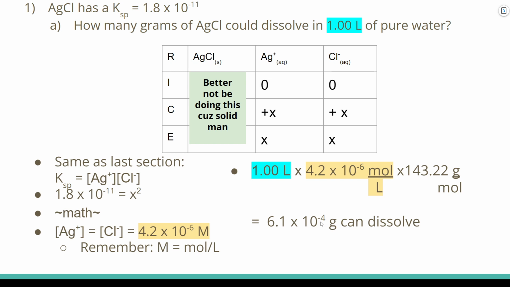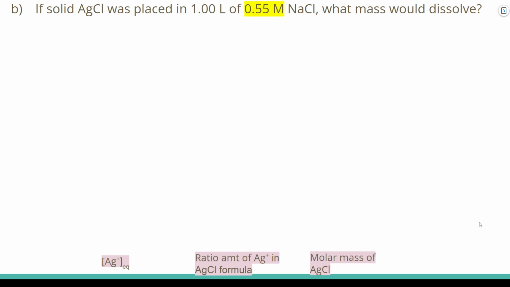Now notice it's 10 to the negative 4. That is very small. That is a tiny, tiny bit that can dissolve, and again, that makes sense. In the solubility rule chart that I showed earlier, it said AgCl would be insoluble and barely any of it dissolves, so it totally makes sense why we call it insoluble.